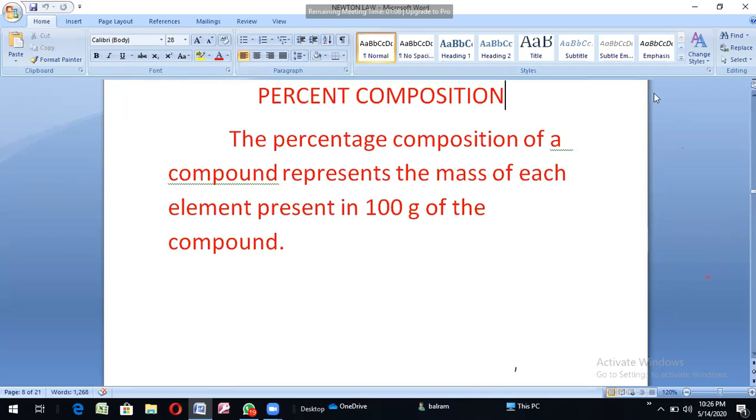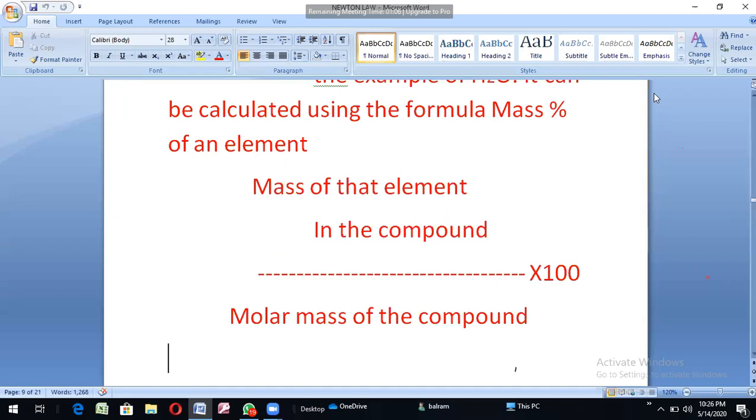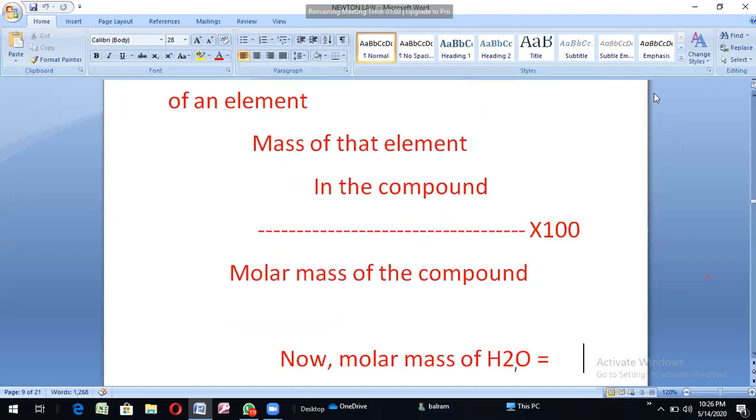Now, what is the formula for that? Mass percentage of an element in the compound. For example, hydrogen is the element in water, H2O. It is the mass of that element divided by the molar mass of the compound, the total mass of the compound, into 100. That gives the percentage composition.